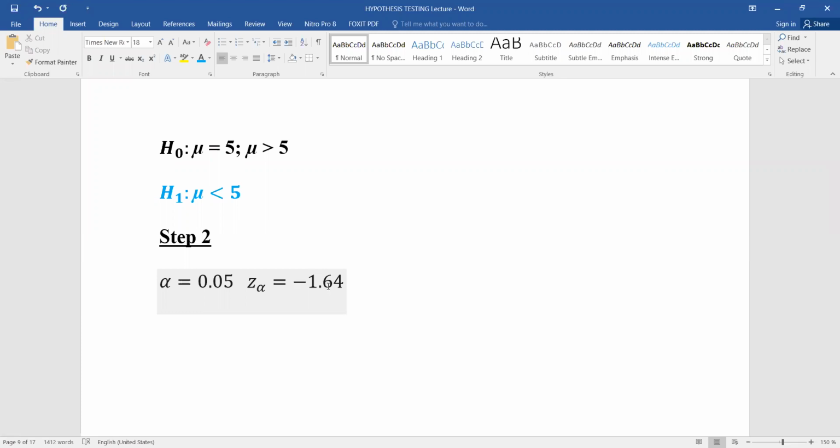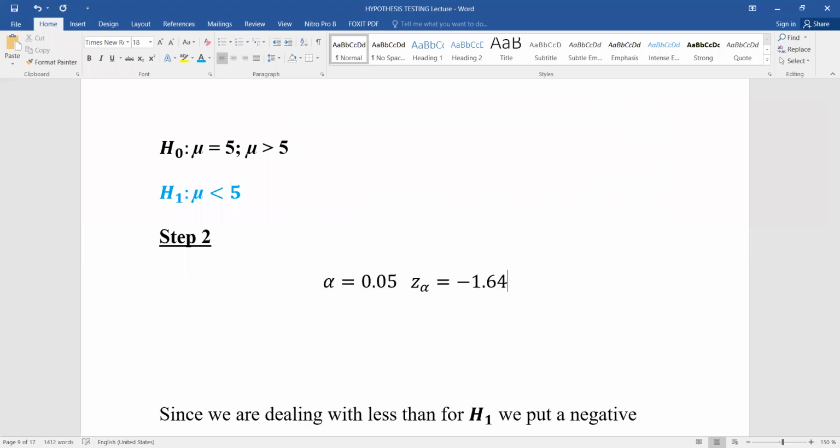I know some of our friends have not gotten that one. Are we okay? Is that point clear? So instead of putting 1.64, we put negative 1.64. Good. We go to the third step.